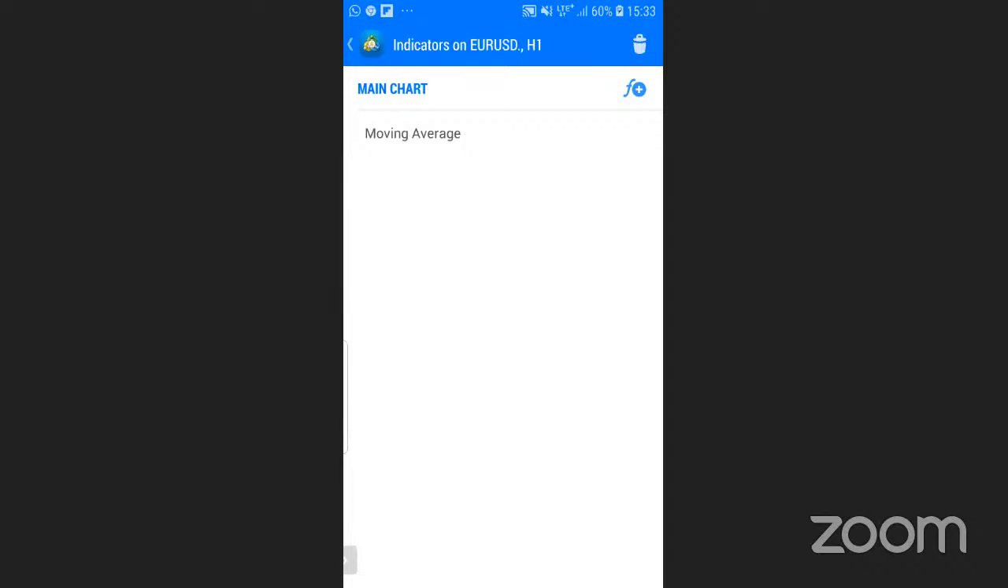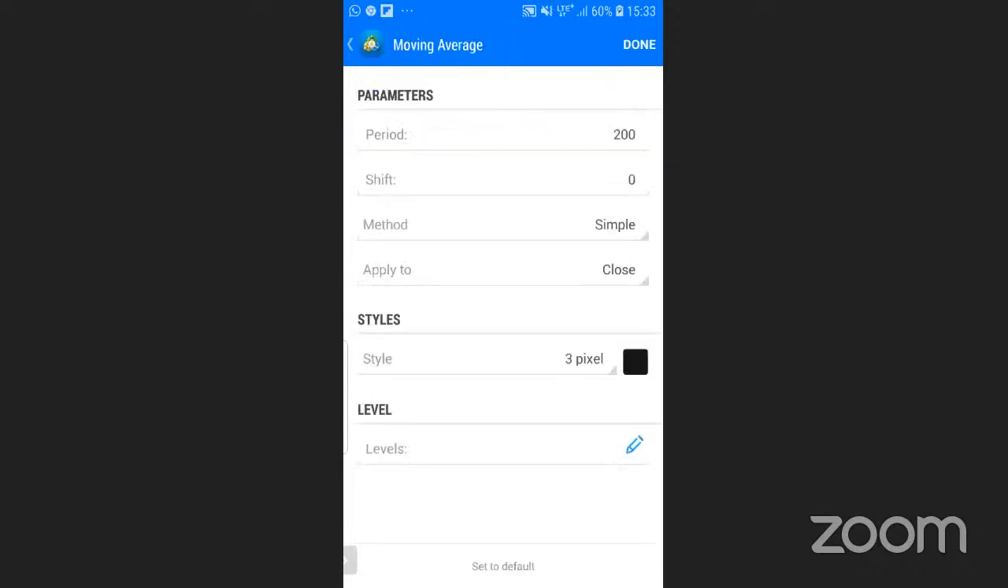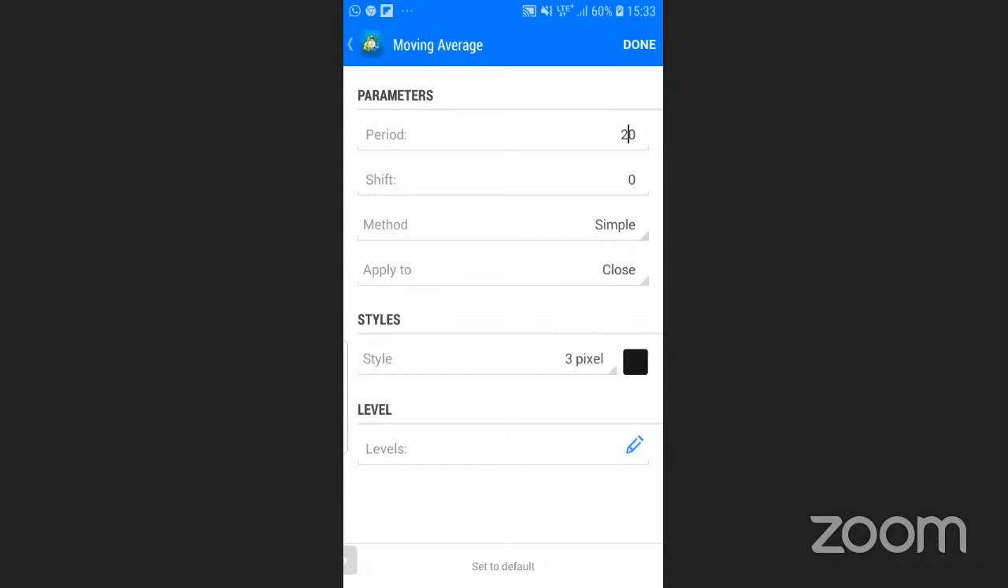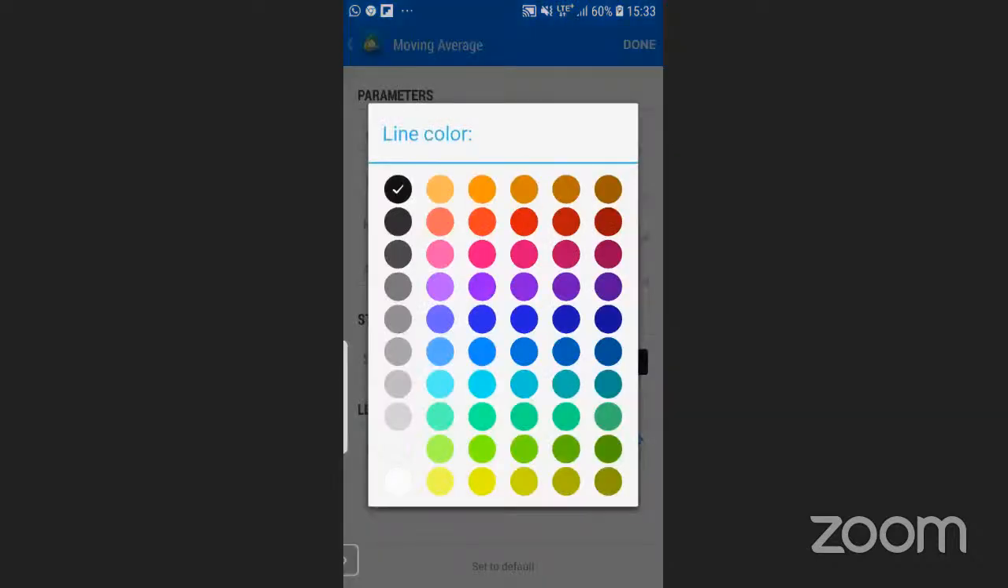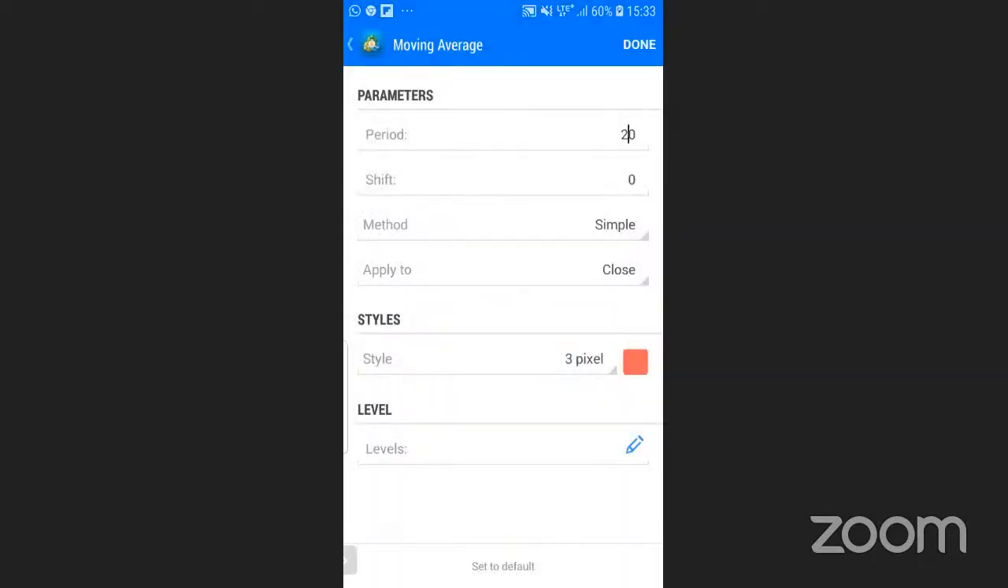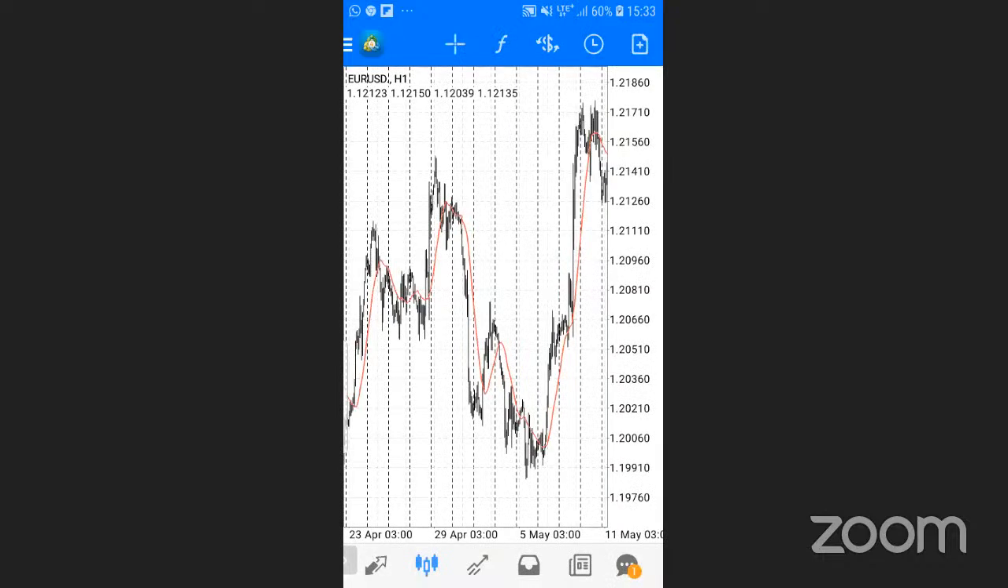to that F sign, click on moving average. Which other period can you decide to use? Let's say we'll use 20 period, right? Now, I'm still using simple. On the box, you change the color. You need to always change the color so that you can know the period you're using. Let's use this color for the 20 period moving average. I click done.